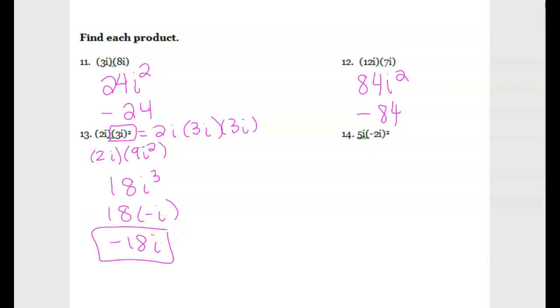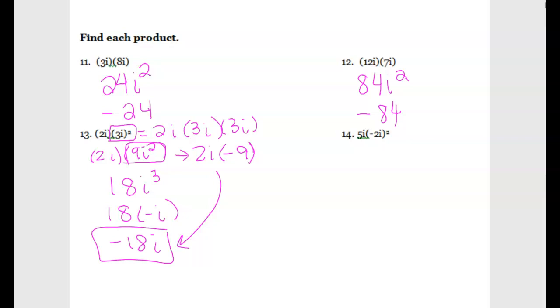Or again, right here, I could have changed 9i squared to be 2i times negative 9. Like I could have changed my i squared sooner and not gotten i cubed. Either way, I would have led myself to negative 18i. So again, it's just the way you think and the way I think may not always align, but our final answer should.